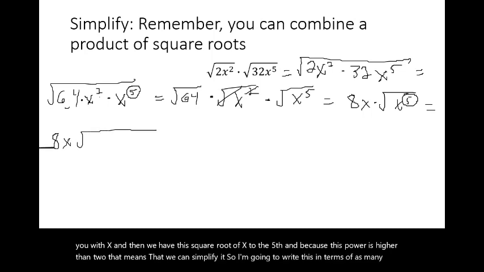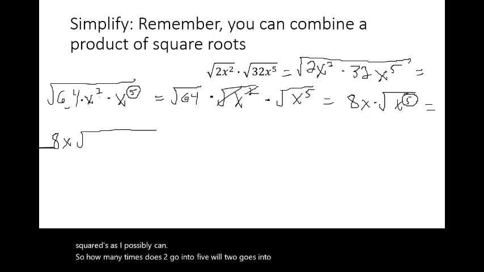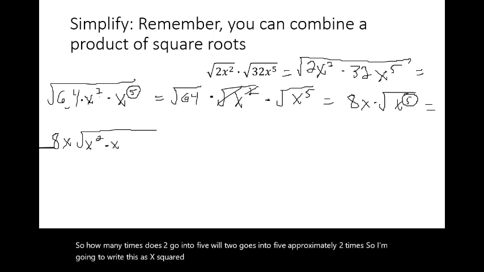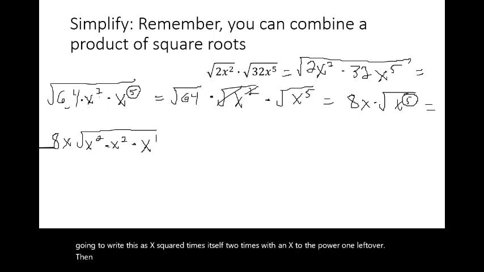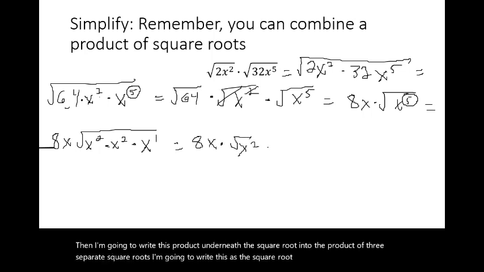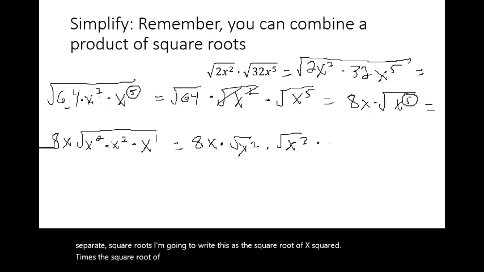So how many times does 2 go into 5? Well, 2 goes into 5 approximately 2 times. So I'm going to write this as x squared times itself 2 times, with an x to the power 1 left over. Then I'm going to write this product underneath the square root into the product of 3 separate square roots. So I'm going to write this as the square root of x squared times the square root of x squared times the square root of x to the power 1.